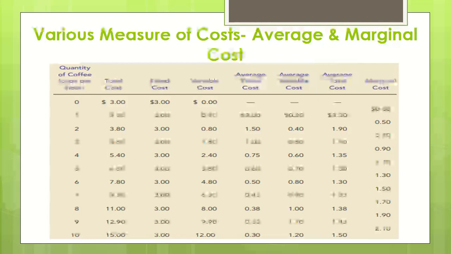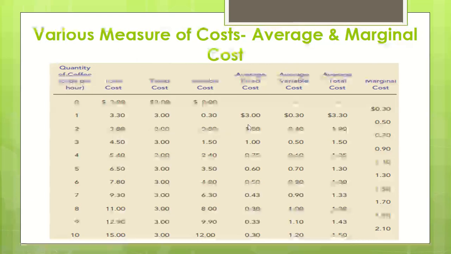Similarly, if the quantity of output is 2, here again the total cost is 3.80, which again comes from adding fixed cost and variable cost. That means $3 plus 0.80 of variable cost. So by adding both these costs, we get total cost equal to 3.80.